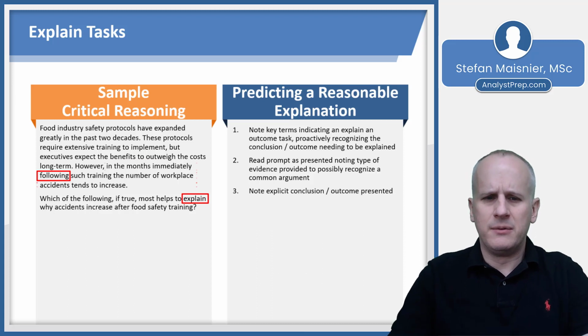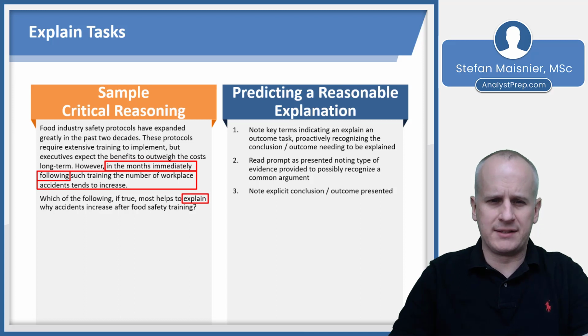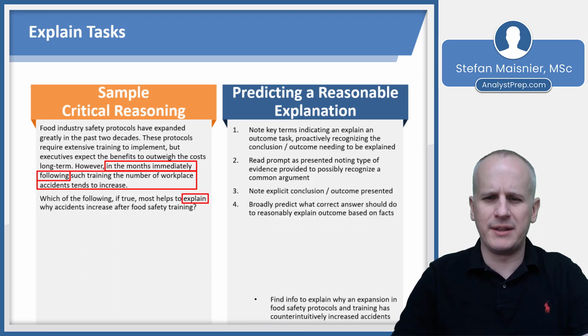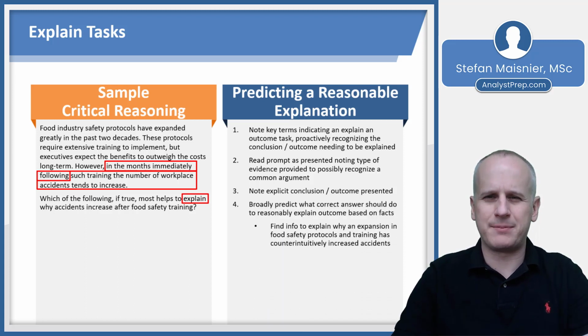So we, of course, note the explicit conclusion outcome that is being presented, which is that in the months immediately following, we have an increase in the number of workplace accidents. And we want to broadly predict what that correct explanation should be. So we need to find information to explain why an expansion in food safety protocols and training has counterintuitively increased accidents in those months immediately following these trainings that are implemented to expand the food safety protocols.